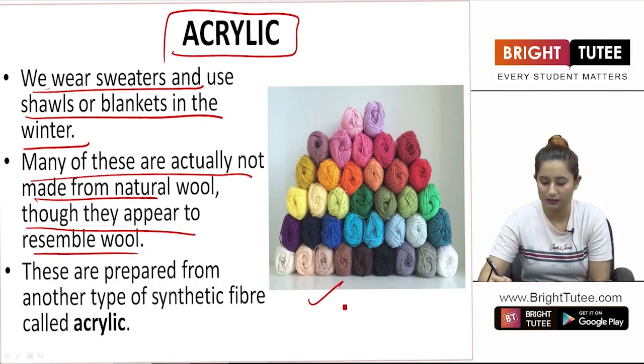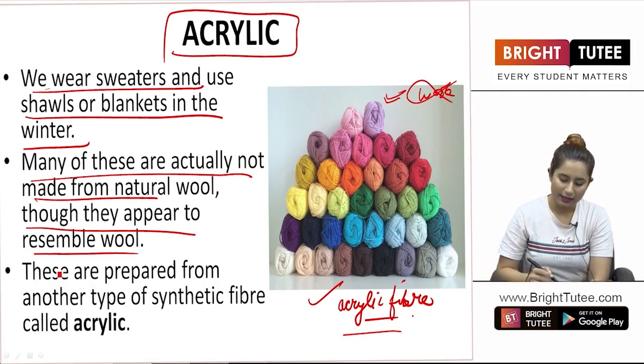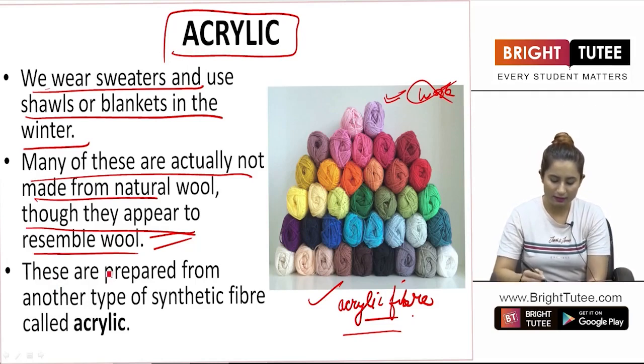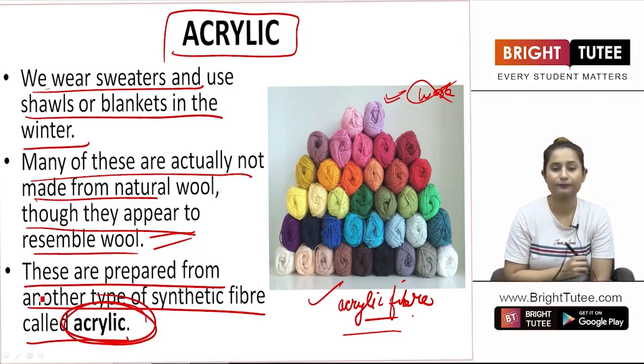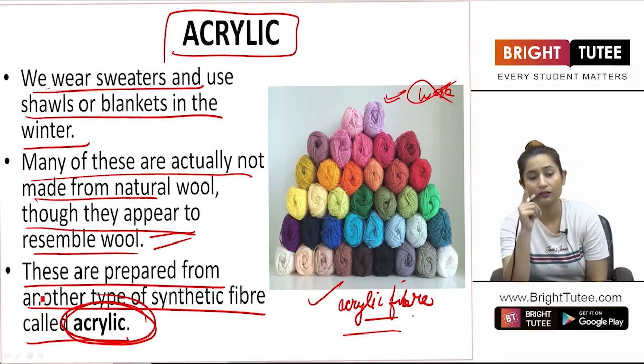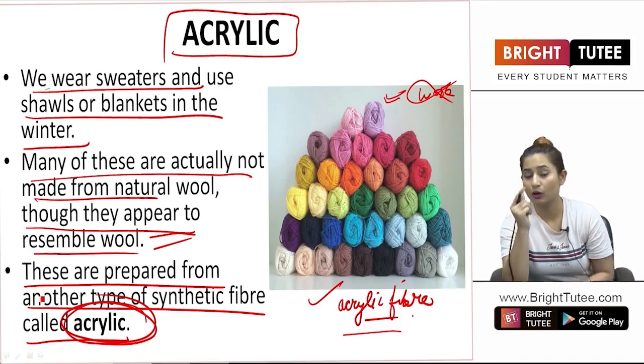As you can see in this picture, this is all acrylic fiber. This is very, very similar to wool, but it is not wool. It is acrylic fiber and they resemble wool in appearance. These are prepared from another type of synthetic fiber called acrylic. Our sweaters, shawls and blankets are made from acrylic, not wool.